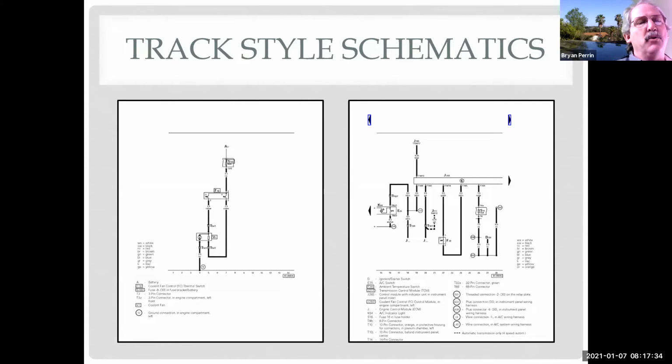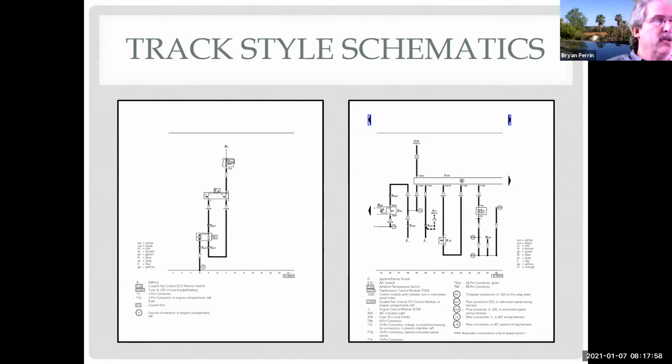So if I'm diagnosing a European vehicle, I'm actually going to want to use these track wiring diagrams, which means I'm going to need to learn how to use track wiring diagrams. If I work only on Asian or domestic vehicles, I can completely ignore this other than knowing they exist, because I'm never going to see them working on an Asian vehicle or a domestic vehicle.